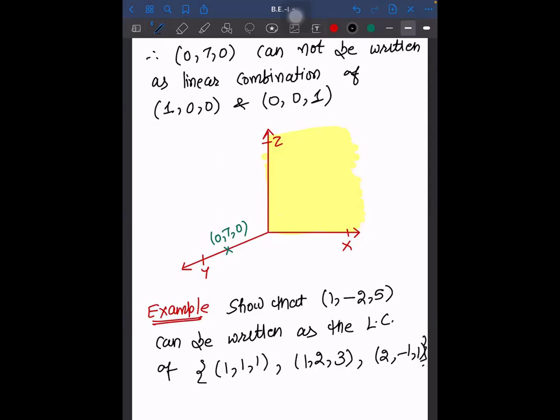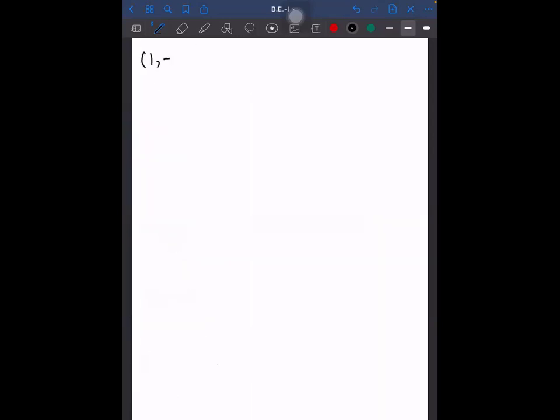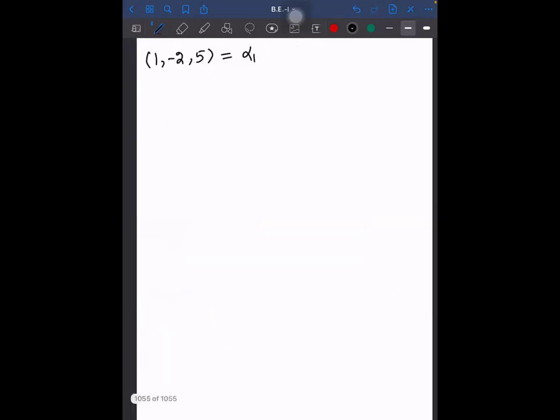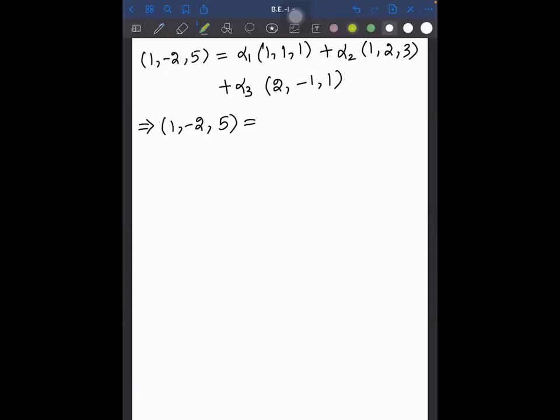So if it is possible, we'll write it as (1, -2, 5) is equal to alpha 1 times (1, 1, 1), plus alpha 2 times (1, 2, 3), plus alpha 3 times the last vector, which is (2, -1, 1). So now we add component-wise. The first component is alpha 1 plus alpha 2 plus 2 alpha 3.